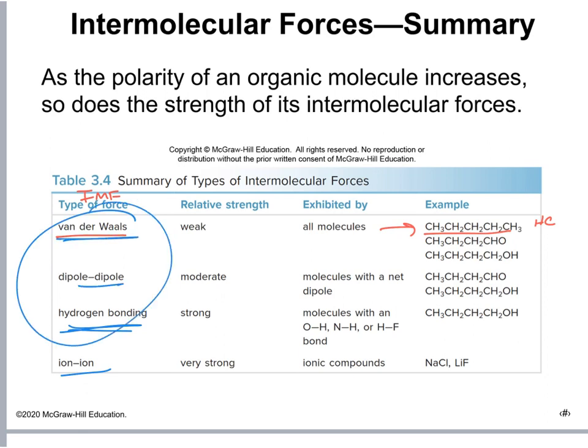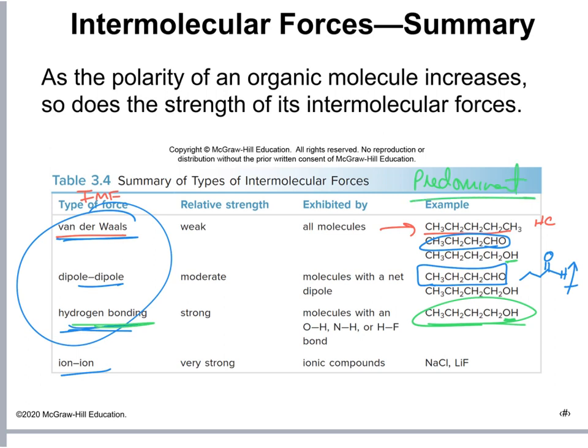So look at dipole-dipole. This is an aldehyde, butanal. You can see there's the aldehyde, and it has a dipole-dipole. Then here you have the alcohol, and the alcohol has the hydrogen bonding. The way I do it is I say the word predominant. If it's a hydrogen bond, then you put hydrogen bond. If dipole is the highest, then you say that. Van der Waals for hydrocarbons.